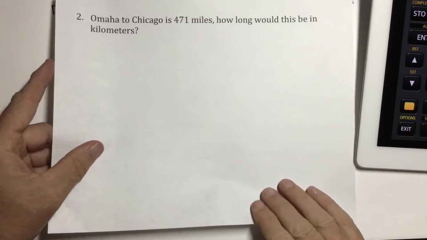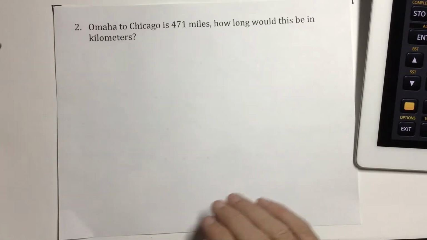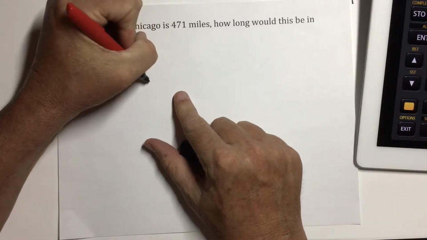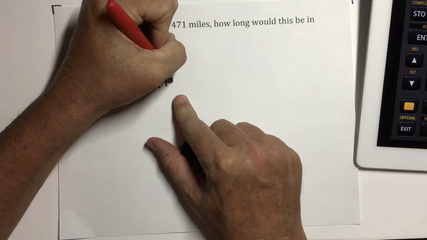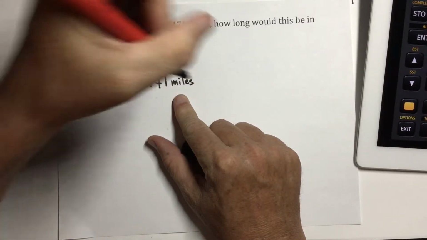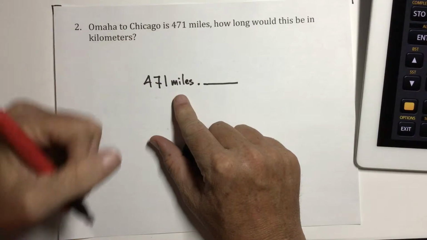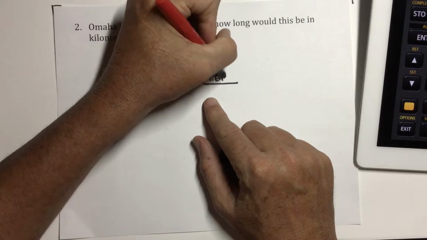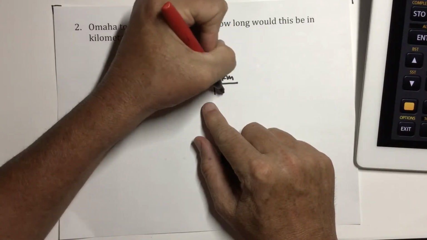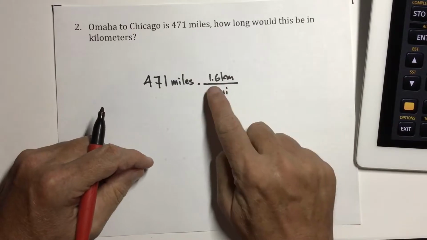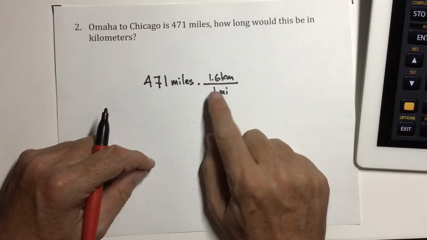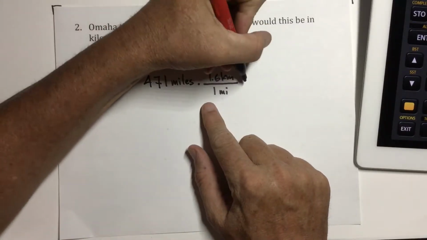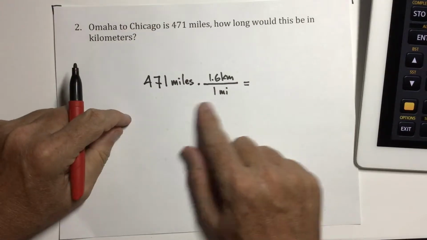Number 2. Omaha to Chicago is 471 miles. How long would this be in kilometers? All right, let's start with what we're working with, 471 miles. I happen to know, or you can look it up, that there are 1.6 kilometers in 1 mile. That is by no means an exact measure, so this will affect my final answer as far as significant figures go. So it's just a matter of multiplying that by that.